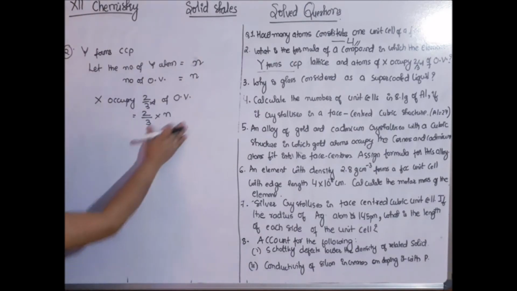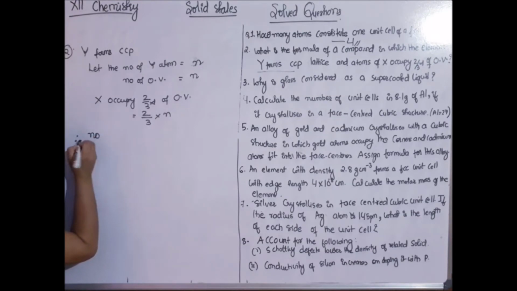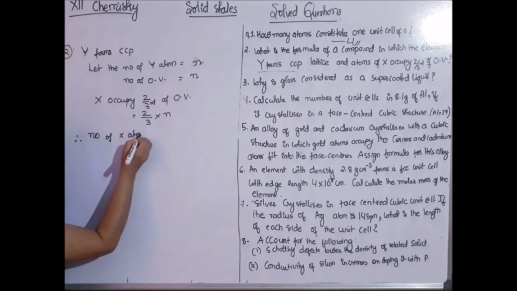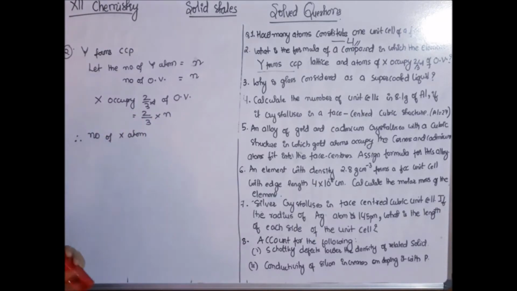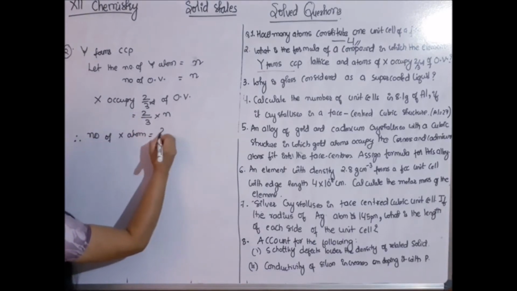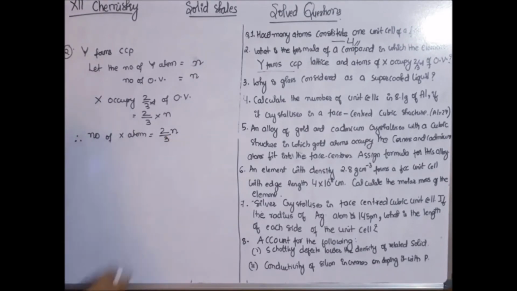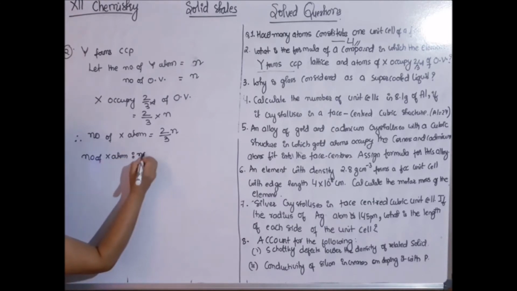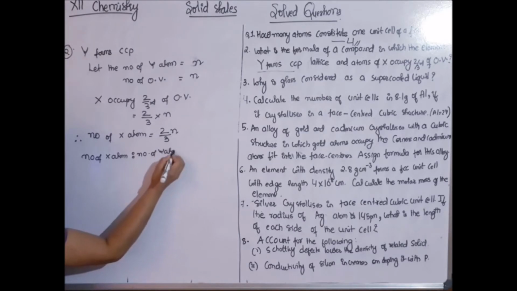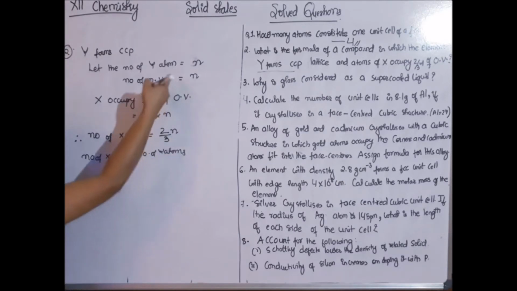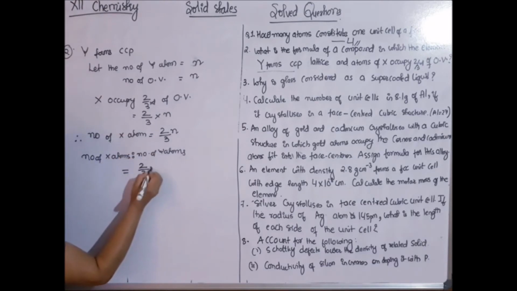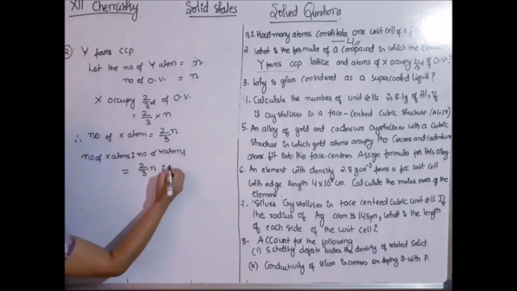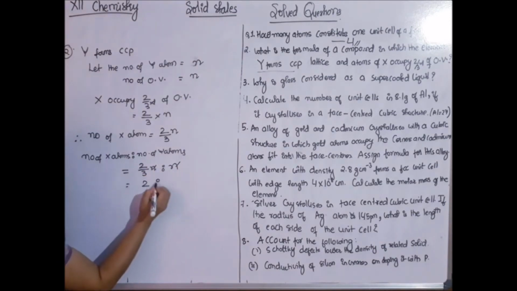So what would be the number of X atoms? The number of positions occupied is the number of X atoms, so it is 2 by 3 n. Now what is the ratio of X atoms to Y atoms per unit cell? The number of X atoms is 2 by 3 n, and the number of Y atoms is n. So n will get cancelled, and you will get 2 is to 3.